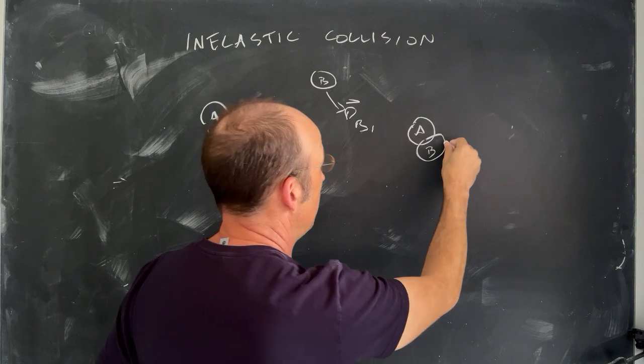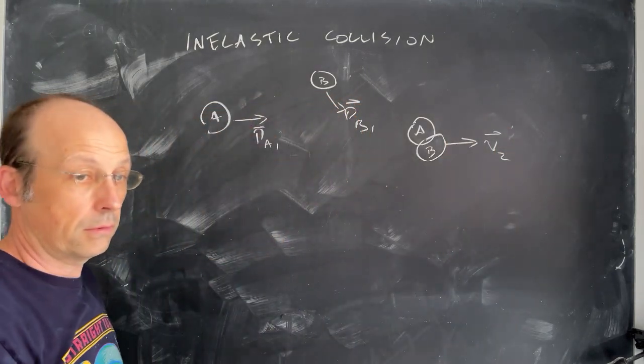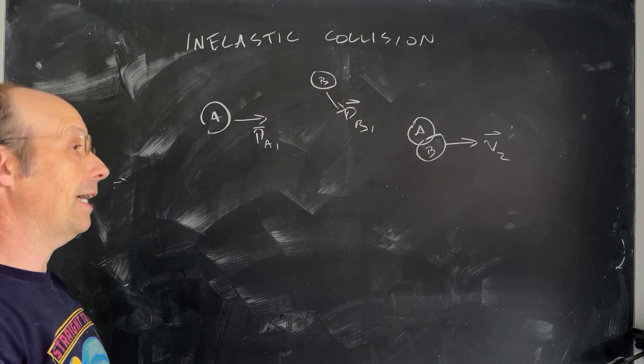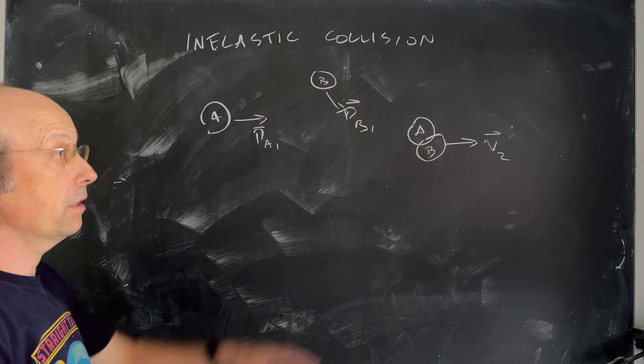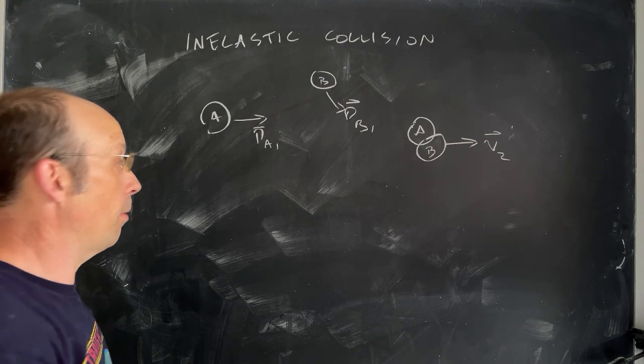So they stick together, that means that they have the same velocity. I'll call it V2. And that's an inelastic collision. In an inelastic collision, the objects have the same velocity at the end because they're stuck together. So we can still say momentum's conserved.